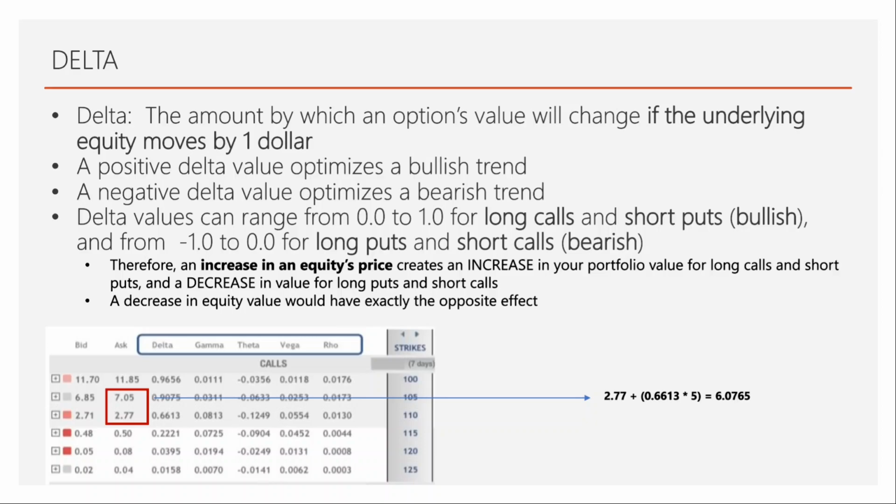Long put means what? Buying a put. Short call means what? Selling a call. So those are bearish. For those two options we have a bearish expectation. So negative delta is favorable for me. Okay.